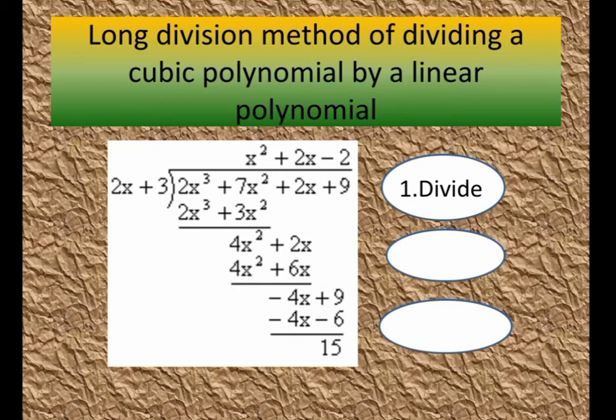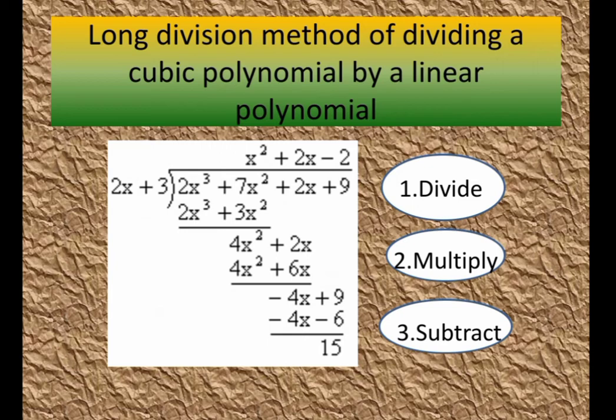Then next we need to multiply. Multiply in the sense, after dividing, what we are getting as the answer, that answer with the divisor we need to multiply. That answer should be written in the product place. Then we have to subtract it. After subtraction, drop the next term like in normal division. Then the new one, that is 4x square plus 2x, is your new dividend.